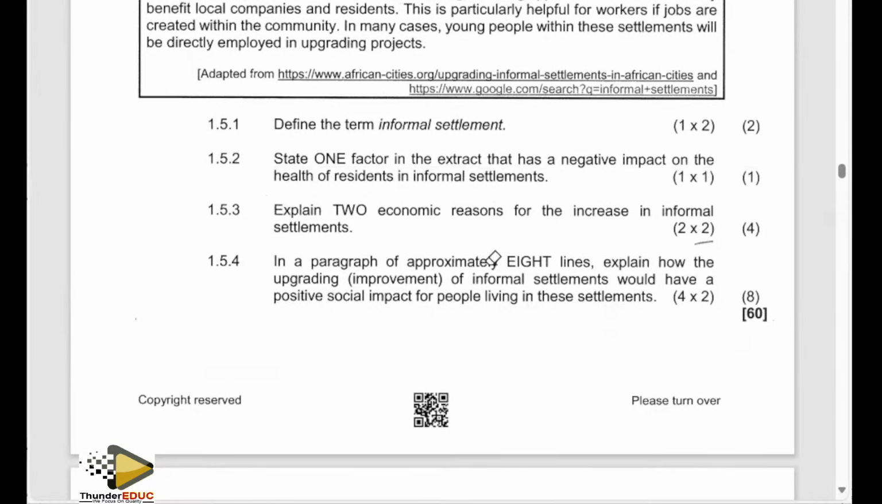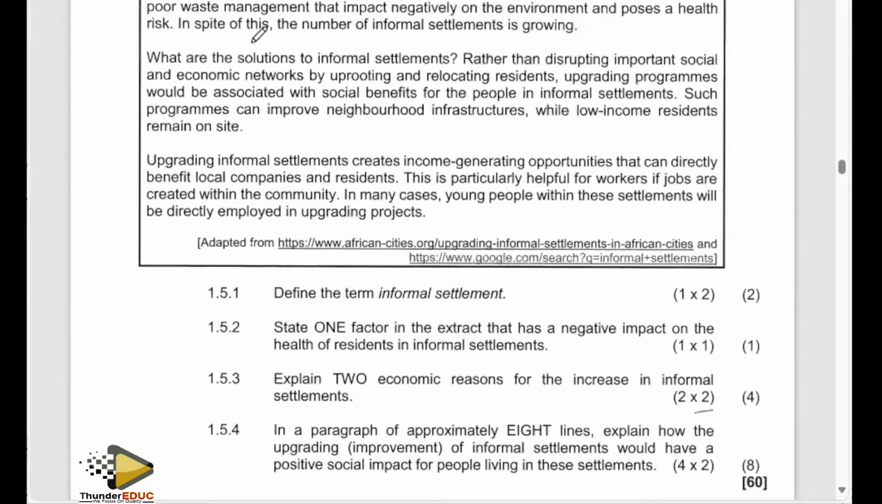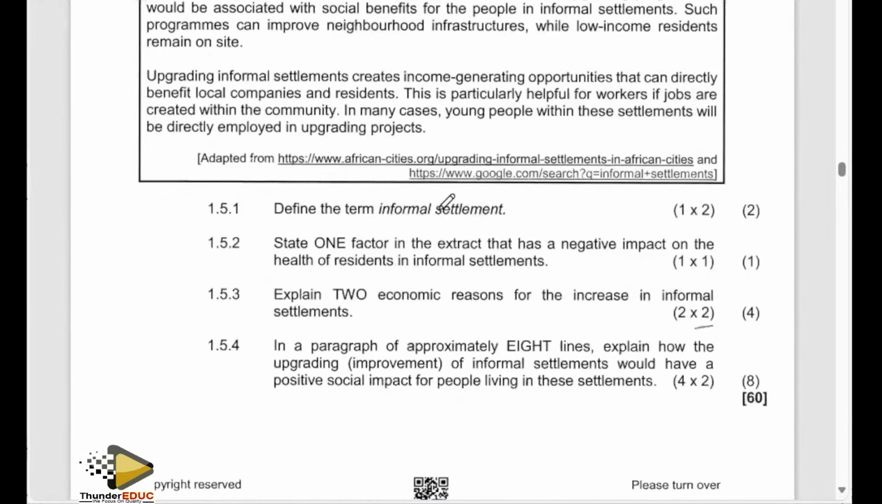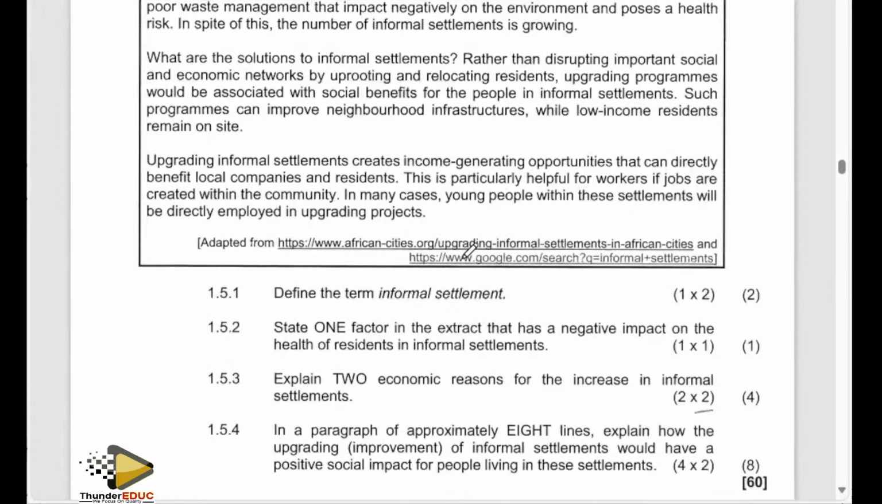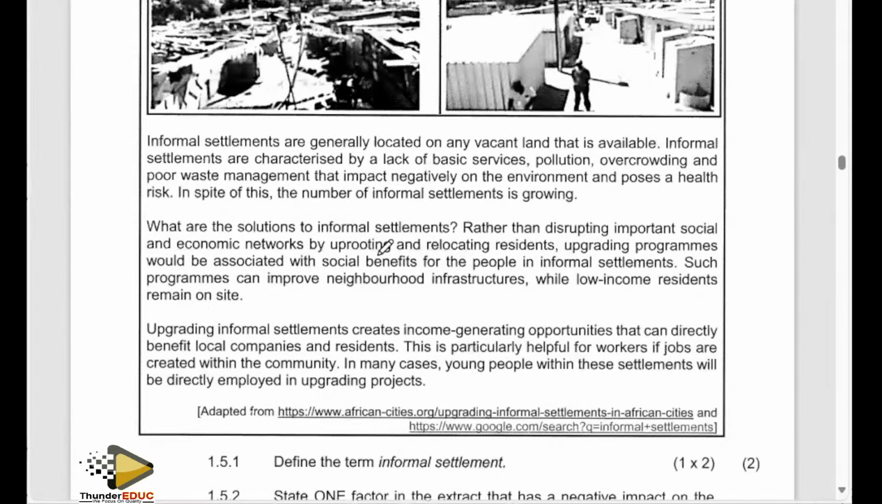State one factor in the extract that has a negative impact on the health of residents in informal settlement. Right? We go to the extract and try to figure out where we can find those ones. We are looking at factors that cause negative implications on the health of the residents in informal settlements. If we check the second sentence, it says informal settlements are characterized by lack of basic services. This is point number one.